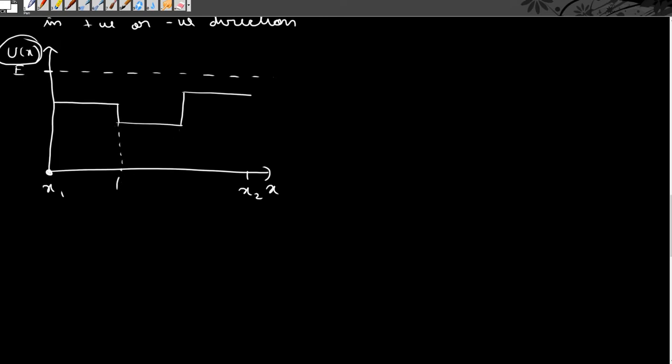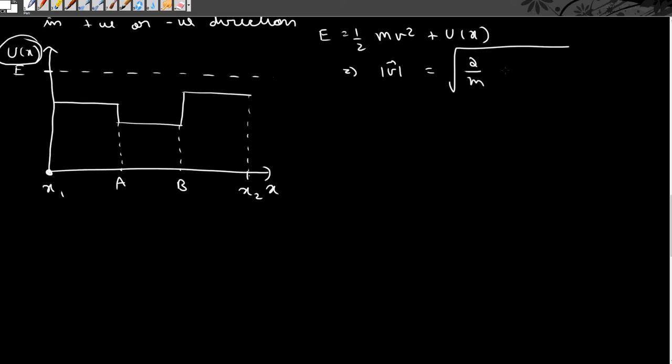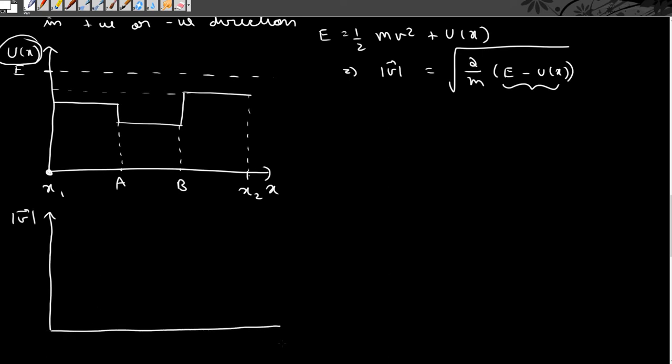I'm going to call this point A and this point B, and this point corresponds to x2. So, if this is u of x, then we have the equation E equals half m v squared plus u of x. This means our magnitude of velocity will be given by square root of 2 by m times E minus u of x. So if u of x is less, this quantity will be more, which means the velocity magnitude will be higher. Whereas if u of x is higher, the velocity magnitude will be lower. So this level is higher than this level. So if I draw the magnitude of velocity versus x curve for the same potential, what we will have is the following.